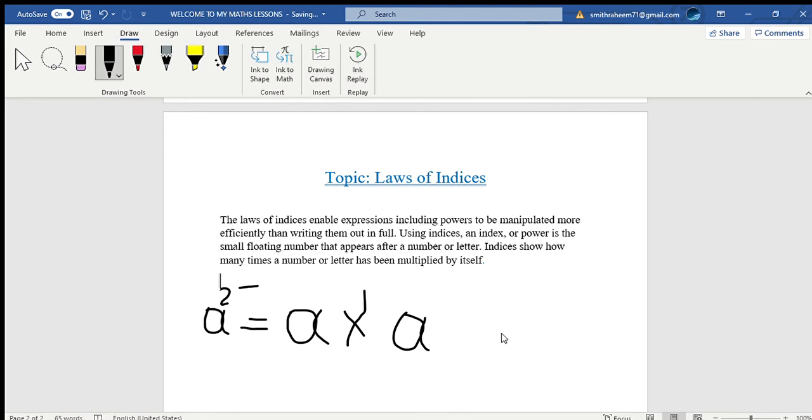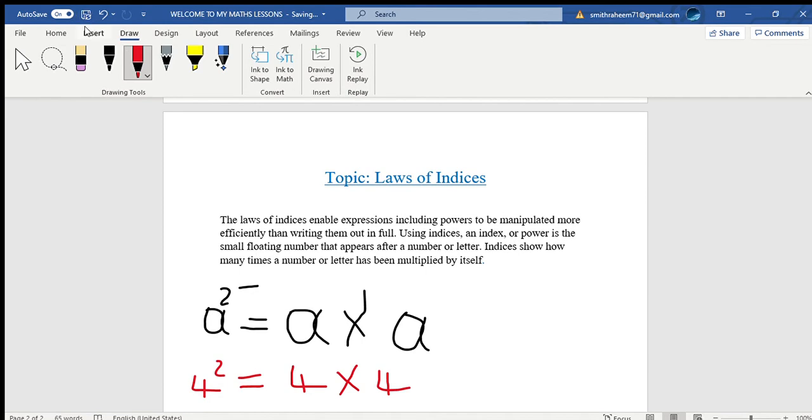Alright. Let's use a different color. So you have 4, and the small floating number, or indices, or power, some people call it power, is 2. And what this simply means is that 4 should be multiplied by itself twice. So it's 4 multiplied by 4. Alright, so that's what it means when you have small floating numbers.